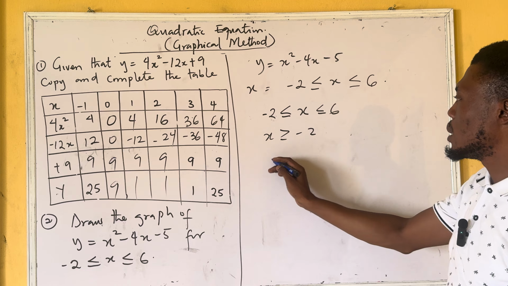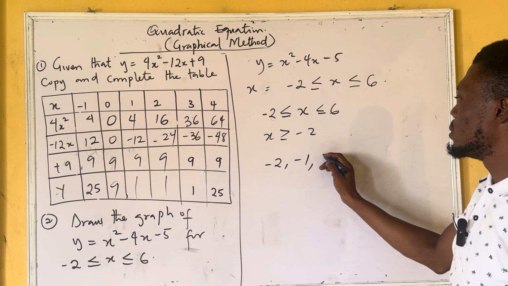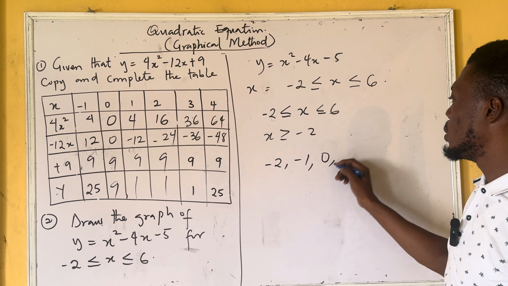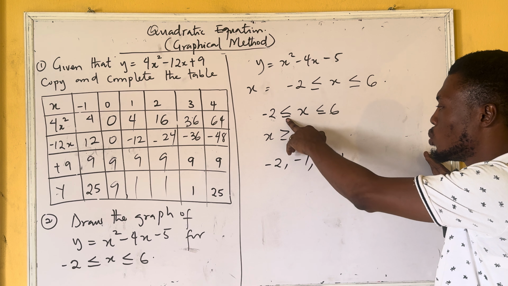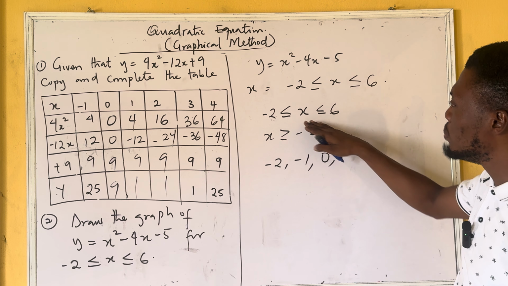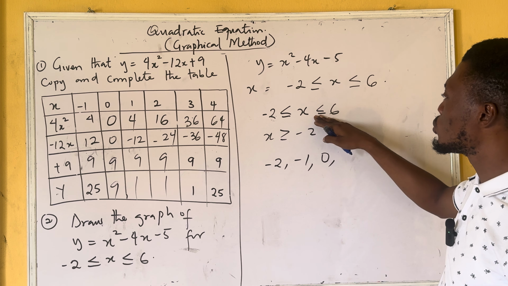So what are the values? That means I have minus 2, minus 1, 0, 1. Since it's less than or equals to, I can start from 0. However, in between, I also have x is less than or equals to 6.